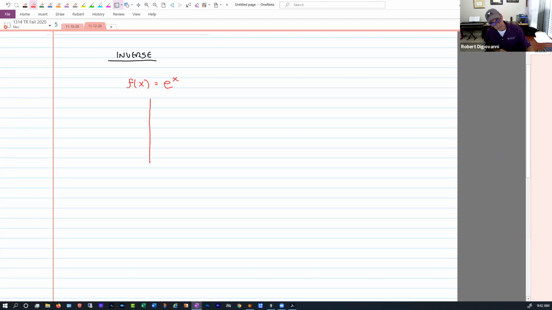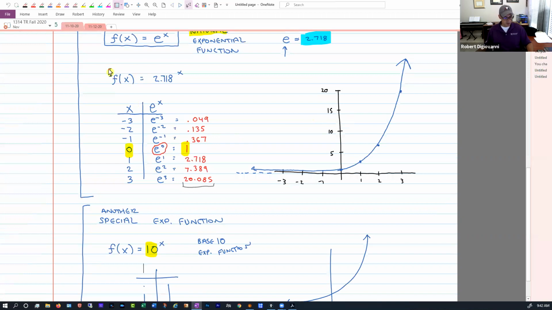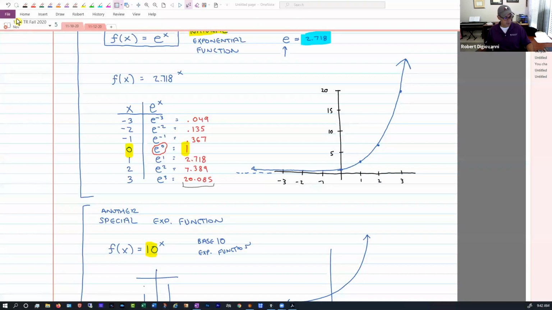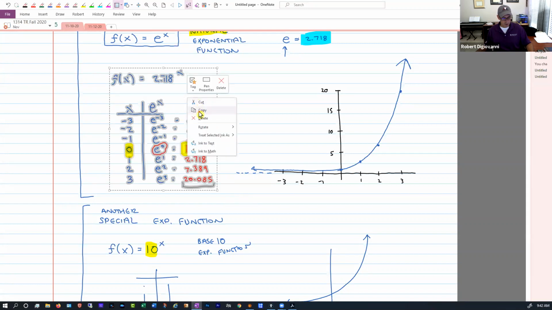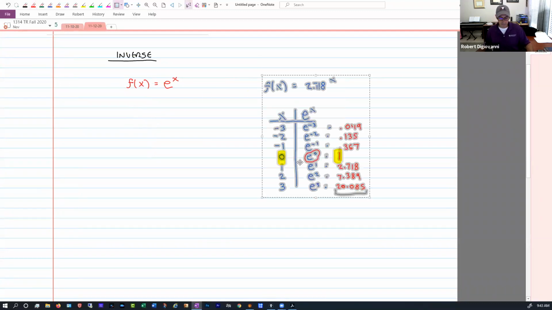We did this in class last time. In fact, I'm just going to go grab it. There it is. I don't want to have to redo this table. I had you get on your calculators and do this. So I'm going to pop this in right here. We know that when you plug in -3 into this function, you get 0.049. When you plug in -2, you get 0.135. -1 goes in, you get this, right?